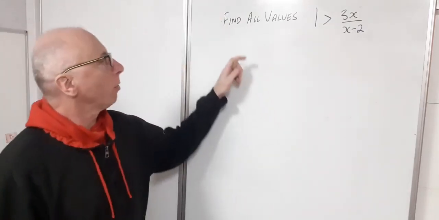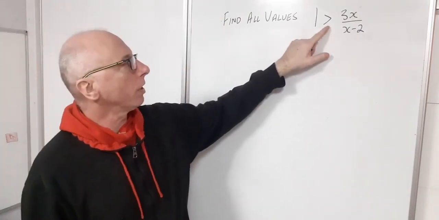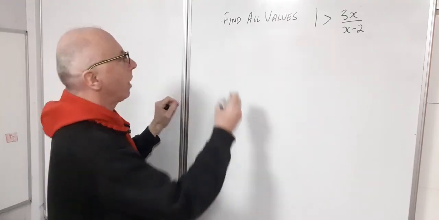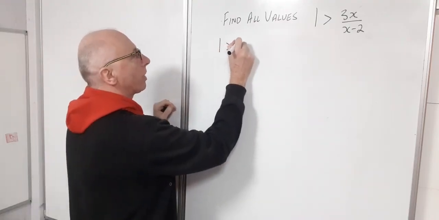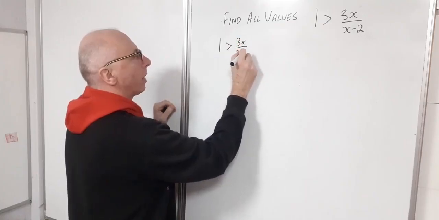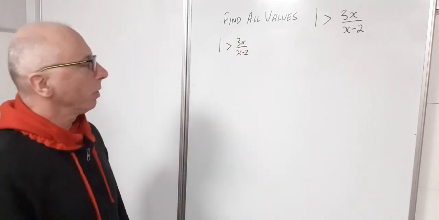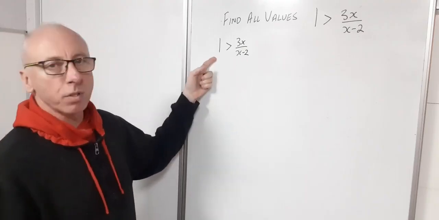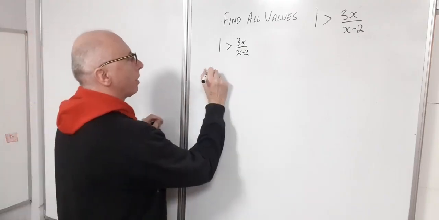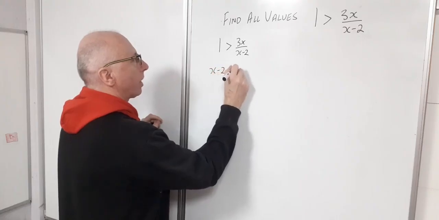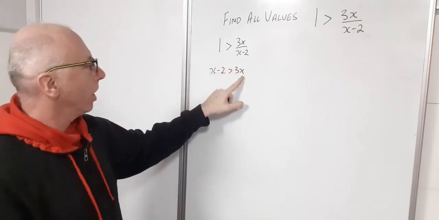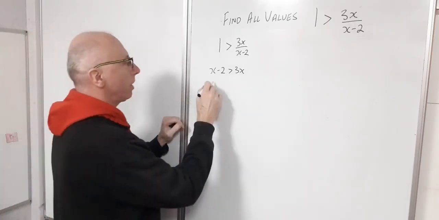So in this question here, we want to find all the values where 1 is greater than 3x over x minus 2. So let's write it over here. 1 is greater than 3x over x minus 2. So automatically you're thinking, multiply both sides by x minus 2. Then I've got x minus 2 is greater than 3x. Then try and get these x's on one side, so subtract x from both sides.